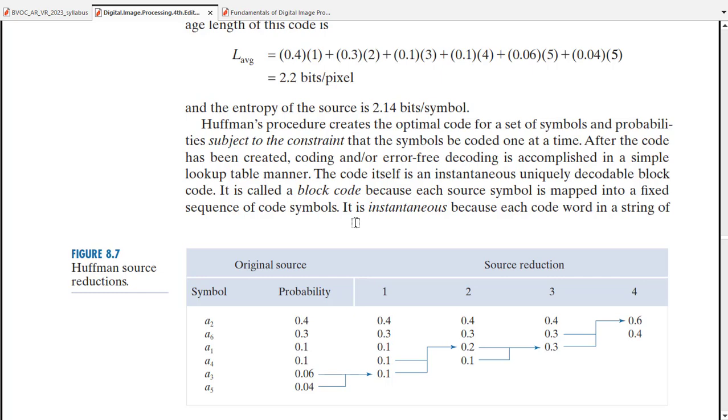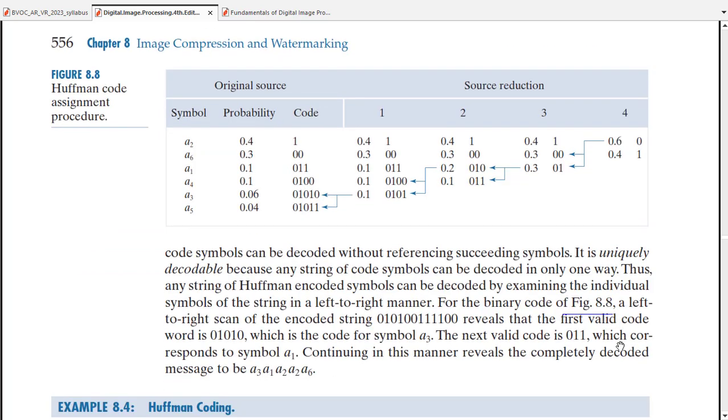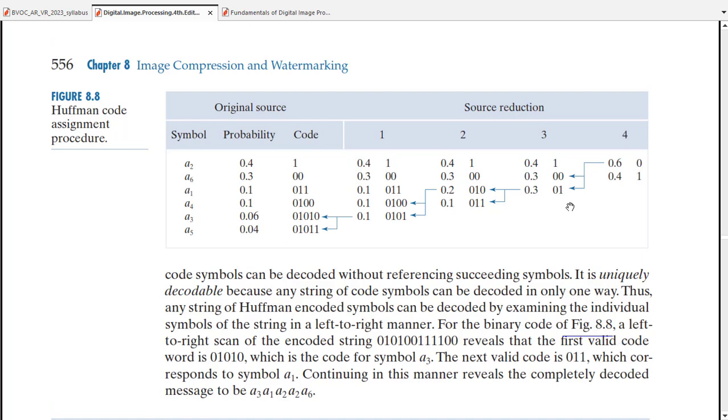The Huffman code for the original source has symbols A1 to A6 with their probabilities given. They are arranged into the first source reduction, second source reduction, third source reduction, and finally the fourth source reduction, where the symbol probability comes to 0.6. After the code assignment procedure, we reverse the order of the reductions, assigning 0 and 1 in reverse order, and finally get this code.